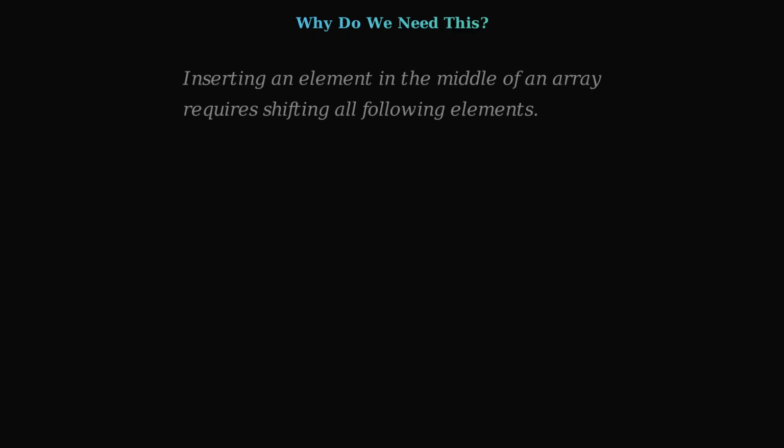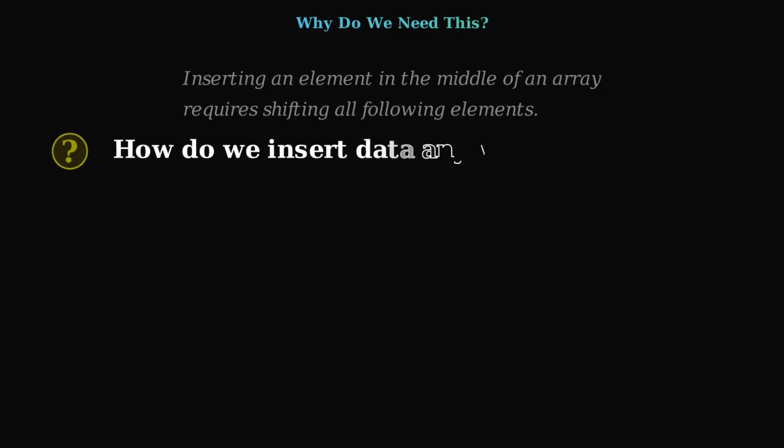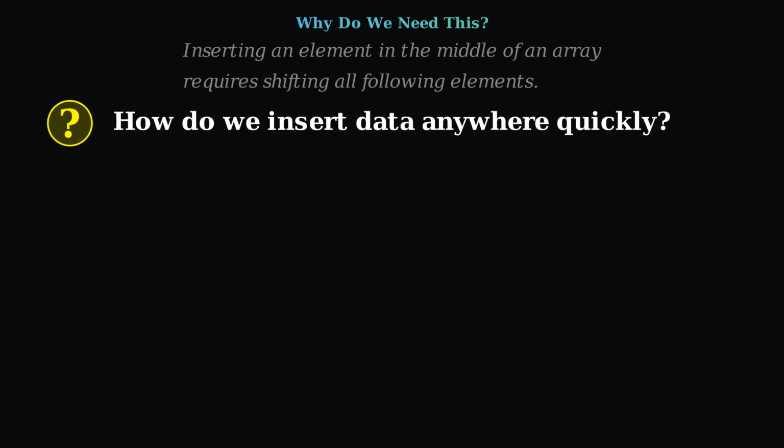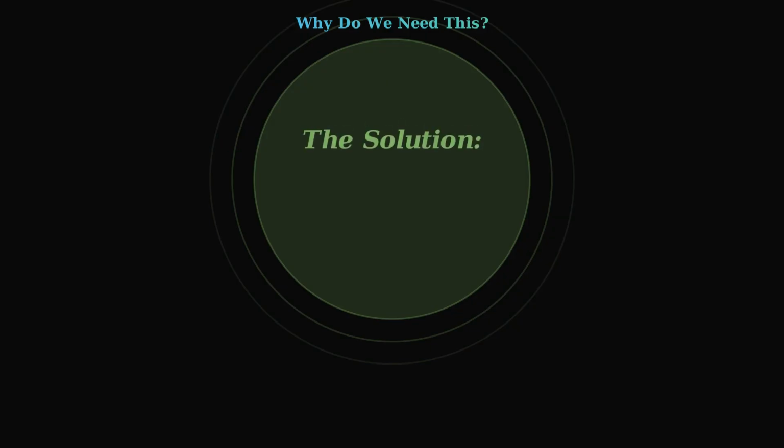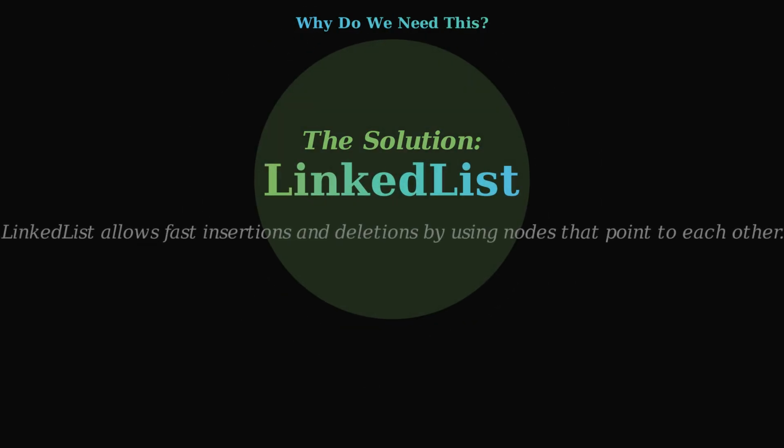Inserting an element in the middle of an array requires shifting all following elements. How do we insert data anywhere quickly? Array insertions are slow. Shifting elements wastes time. Fixed size limits flexibility. LinkedList allows fast insertions and deletions by using nodes that point to each other.